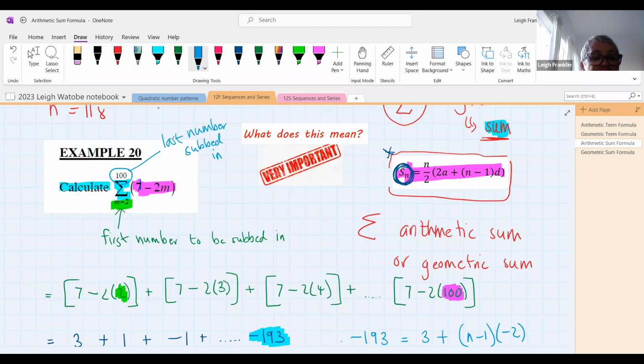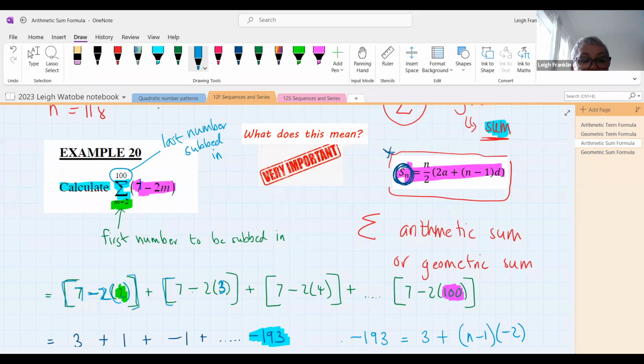So what I've done is I've taken my rule, 7 minus 2m. So here, 7 minus 2, and I've started subbing in at 2. The next number up from 2, because the numbers have got to get bigger from 2 to 100, is 3. So the next number that I'm going to sub in is 3. That's going to create the second term in the pattern. So this is the first term of the series.